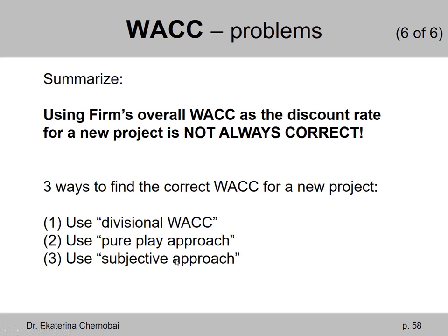Three, use the subjective approach. So we take our firm's WACC and subjectively add a few percent or subtract a few percent. If the project we are considering is riskier than our existing projects, or the other way around, if they are not as risky as our firm's existing projects.